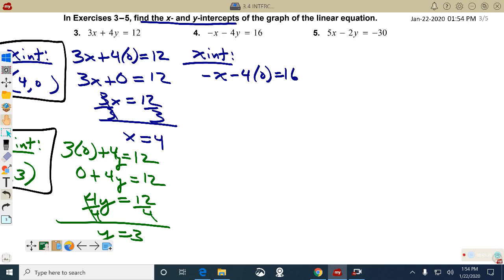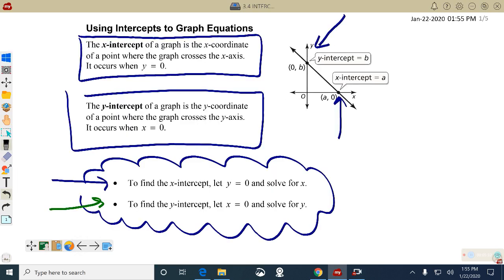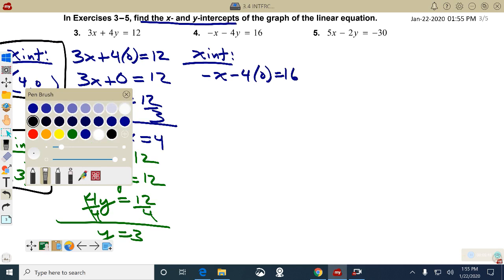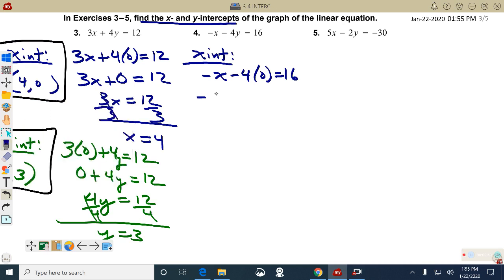Let's go on to number 4. So I'm finding the x-intercept. I let y equal 0, because remember, that's what the front side said. When you're looking for the x-intercept, let y equal 0. These 2 bullet points, you put a cloud around. Let's rock and roll. Negative x minus, look at this, 0, equals 16. I'm just going to skip it. I know it's going to be 0 anyway. Negative 4 times 0 is 0, so it's really negative x minus 0, which is negative x.